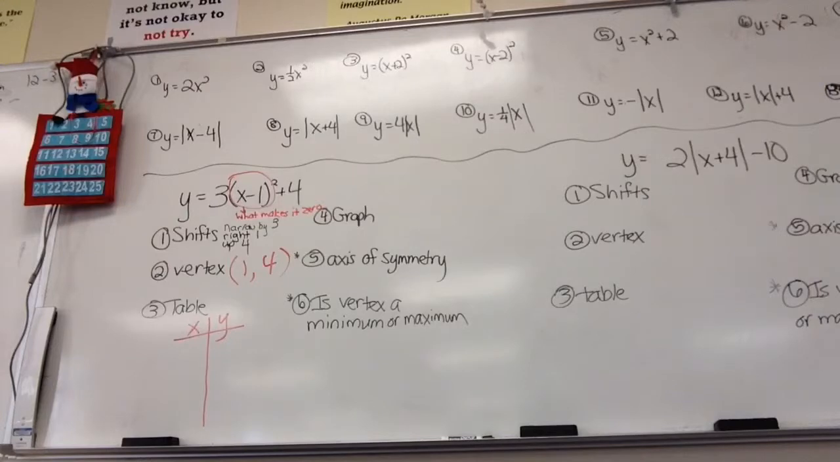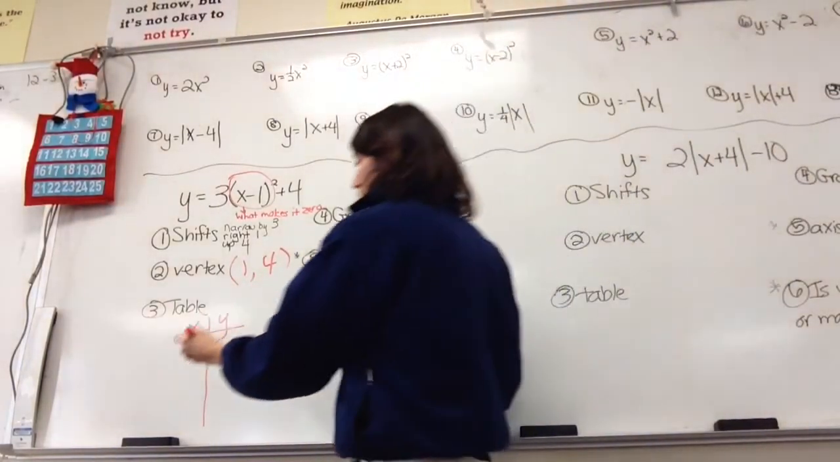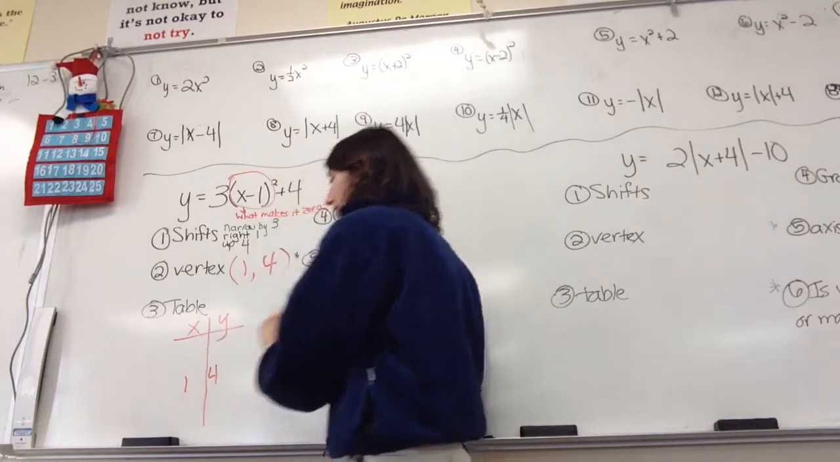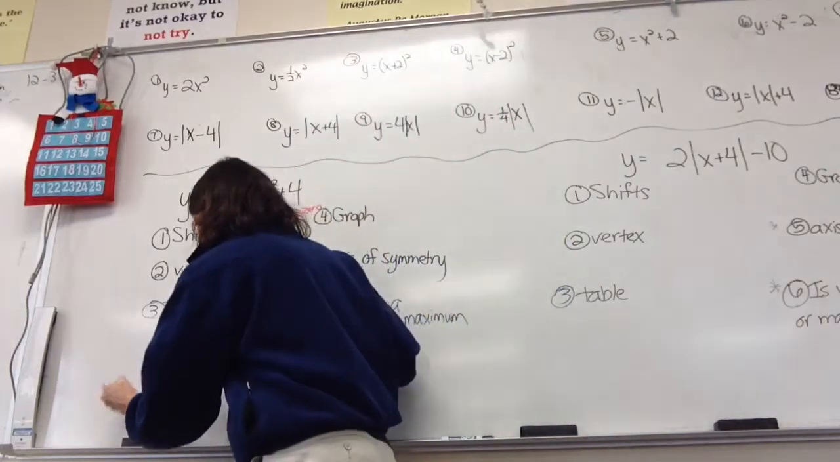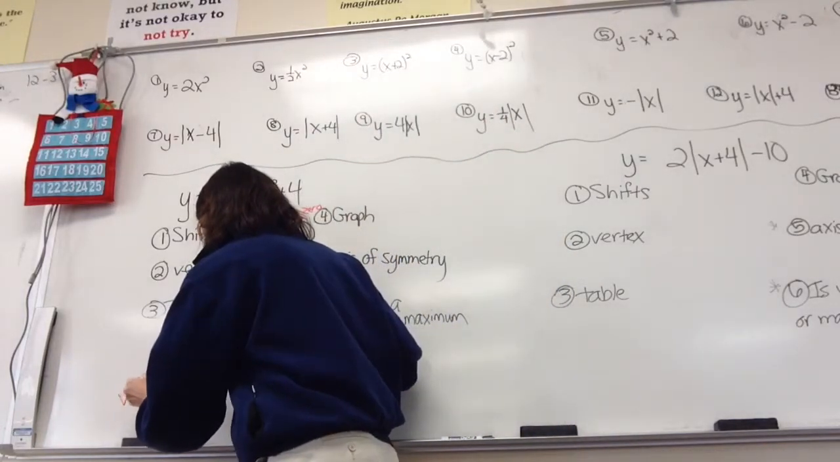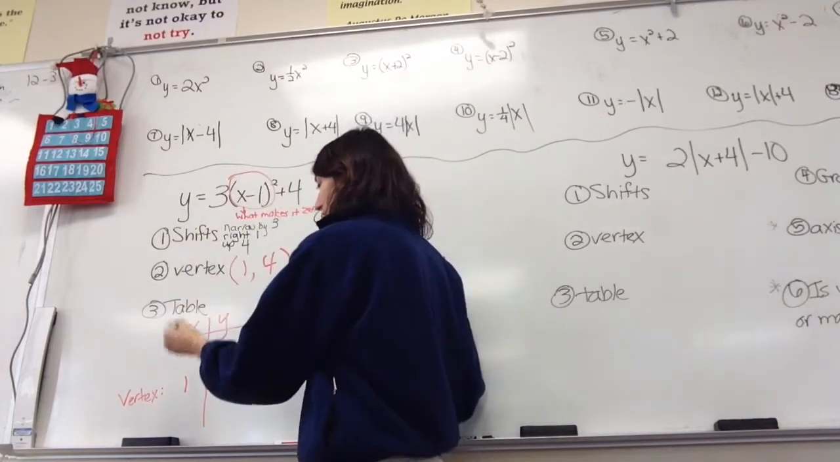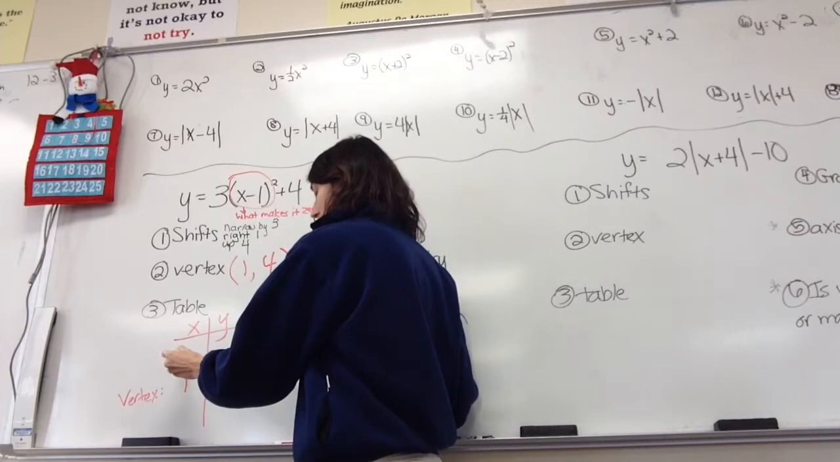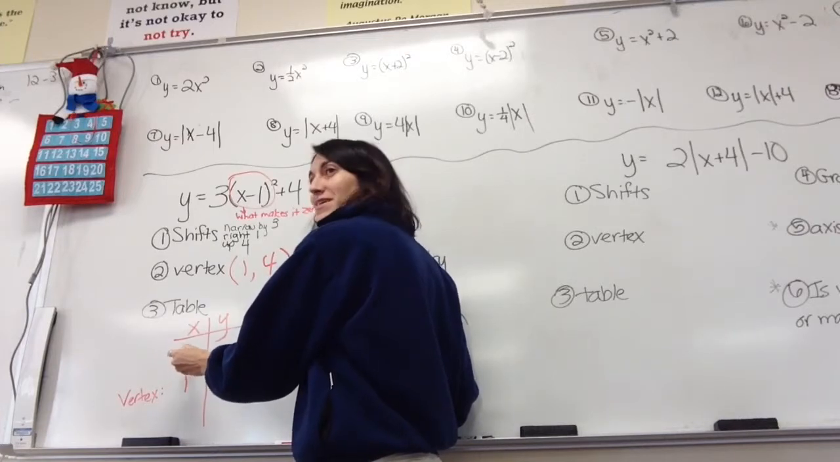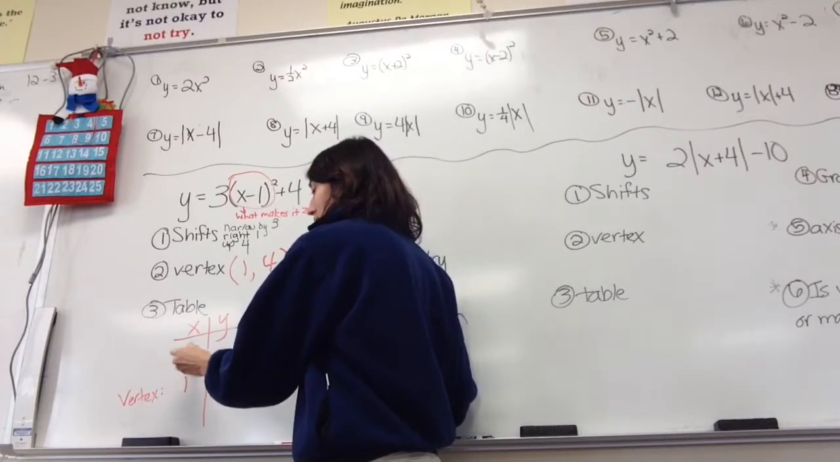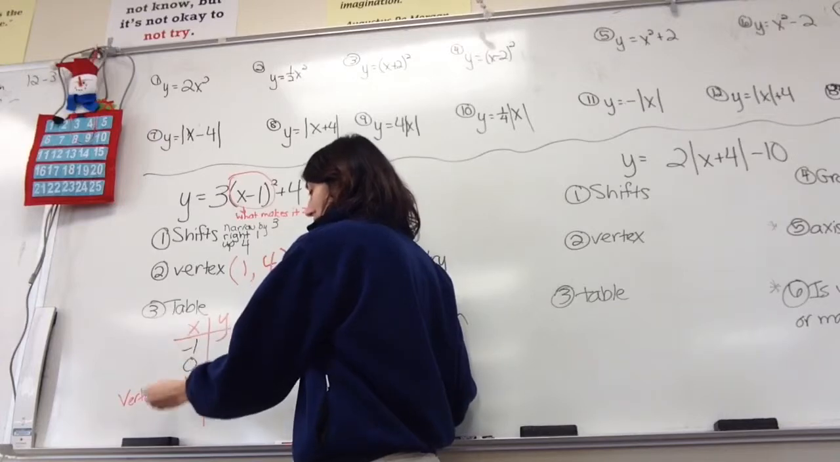Yep. So when we make a table of values, which one has to go in the middle? 1, 4. The vertex has to go in the middle. So what are 2 values on either side? 0 and negative, okay, and then 1, 2.